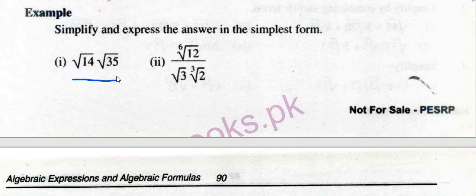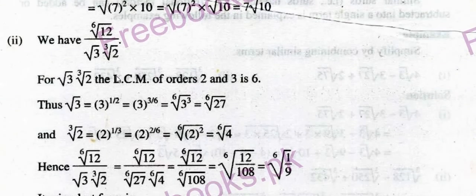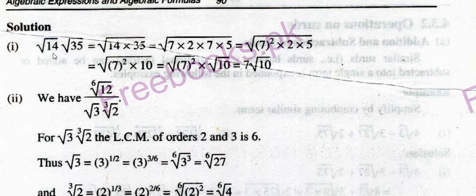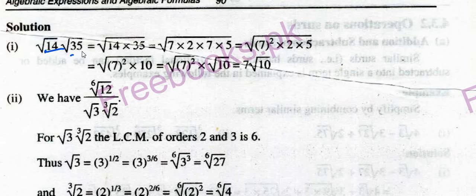Simplify square root of 14 times square root of 35. The orders of both surds are the same. Think of a number which divides 14 as well as 35. 14 is divisible by 2, but 35 is not divisible by 2, so we can't take 2 as a common factor. 7 times 2 is 14, and 7 times 5 is 35. So 7 is the common number that divides both. So we can write it as 7 multiplied by 2 and 7 multiplied by 5.